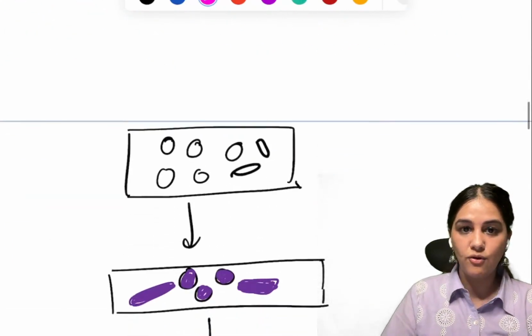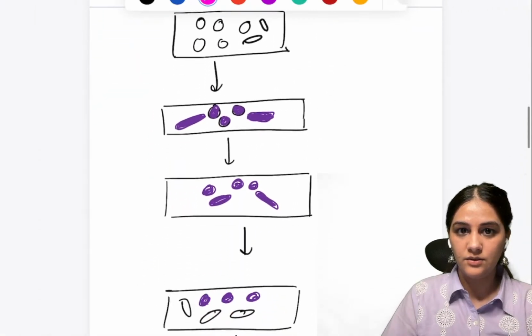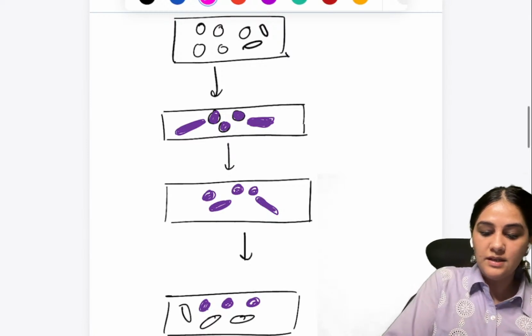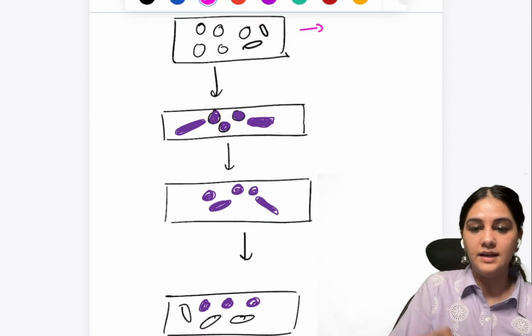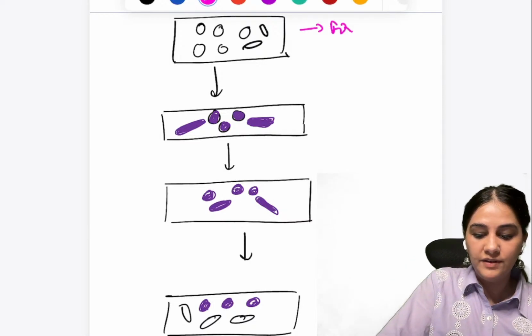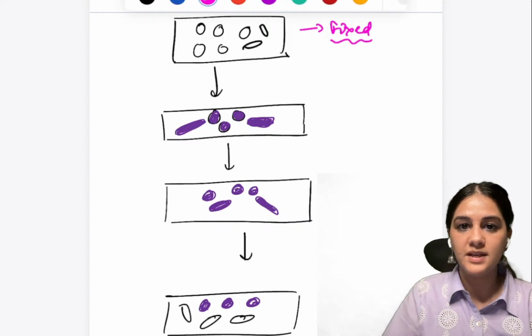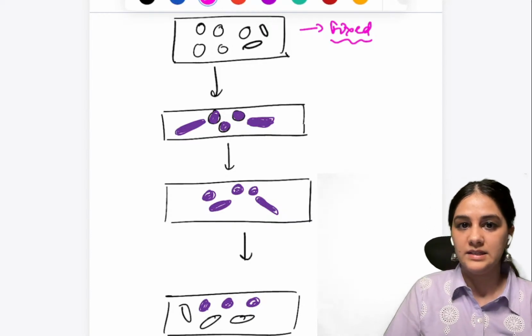So now let's talk about the gram staining. Can you see here what we are doing? Yeah. So this is the first specimen, right? We have made a smear and this is what our smear looks like, and we have fixed it. We have fixed it using any of the three methods that we were using. So this is what a fixed smear is, right?